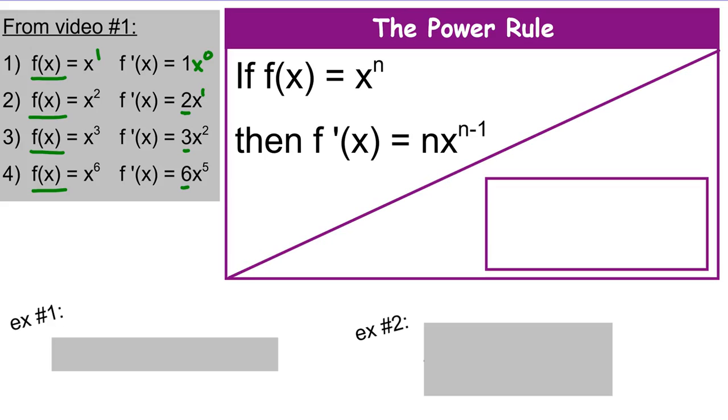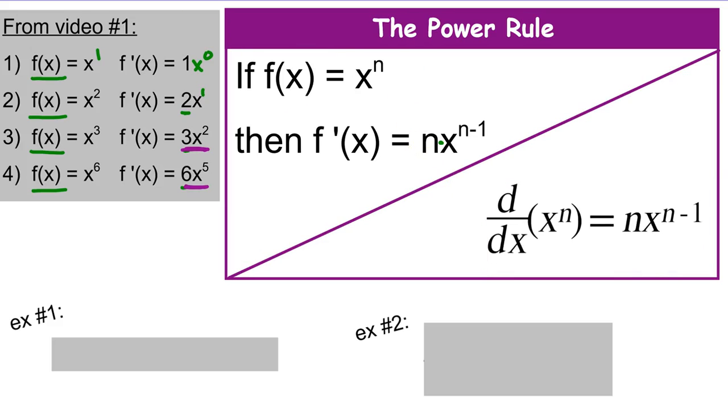Now the n in there, it's not part of the base. So, for example, if I look at 3x squared, the 3 is not squared. It's only the x that is squared. If I look at 6x to the 5th, the 6 is not to the 5th. It's only the x that's to the 5th. So in our power rule, the n is not raised to the n minus 1. It's just the x that is. And the Leibniz notation that corresponds to that rule looks like this. The derivative of x to the n with respect to x is n times x to the n minus 1.